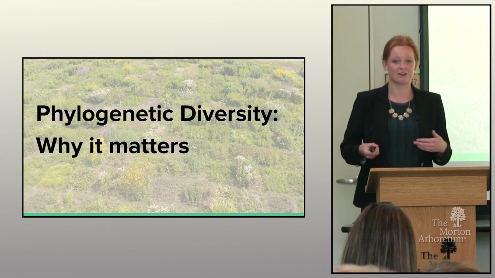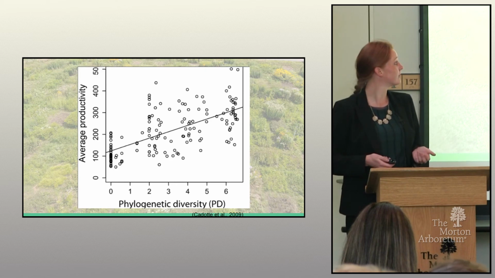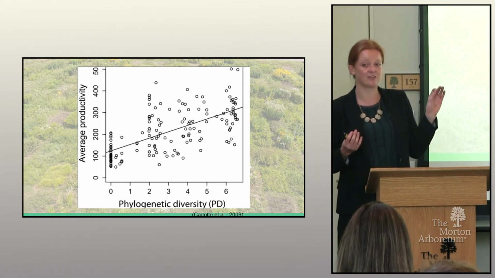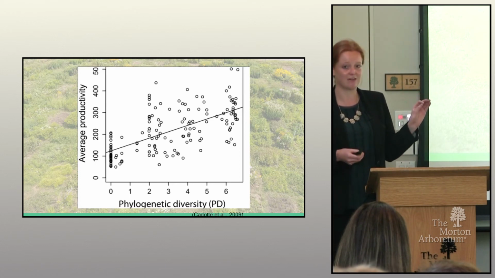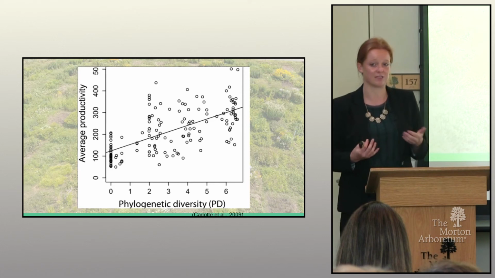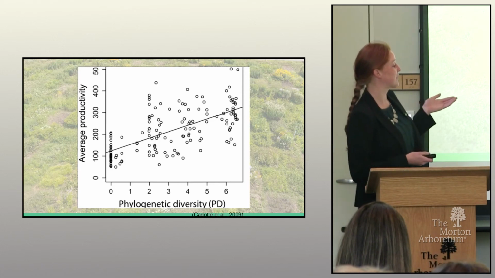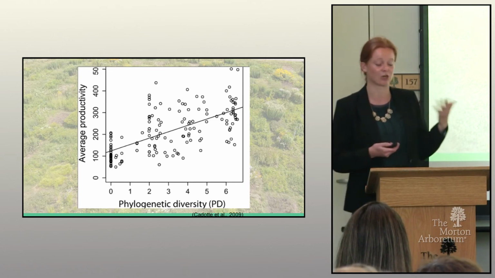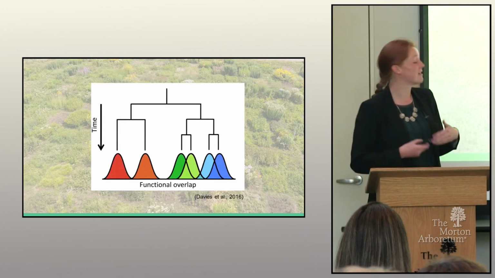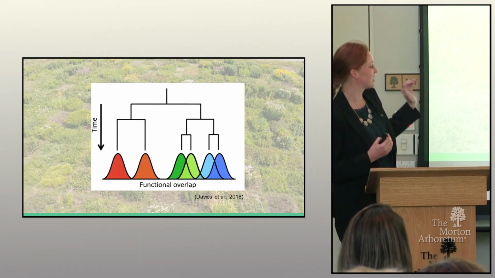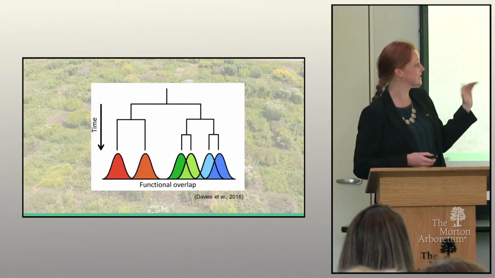So why is phylogenetic diversity important to consider? Well, in a recent study where they compared average productivity, or the biomass of plants, to the level of phylogenetic diversity, they found that phylogenetic diversity influences the productivity of plants. So you can see from this figure, as the level of phylogenetic diversity increased, the productivity of the plants increased as well.